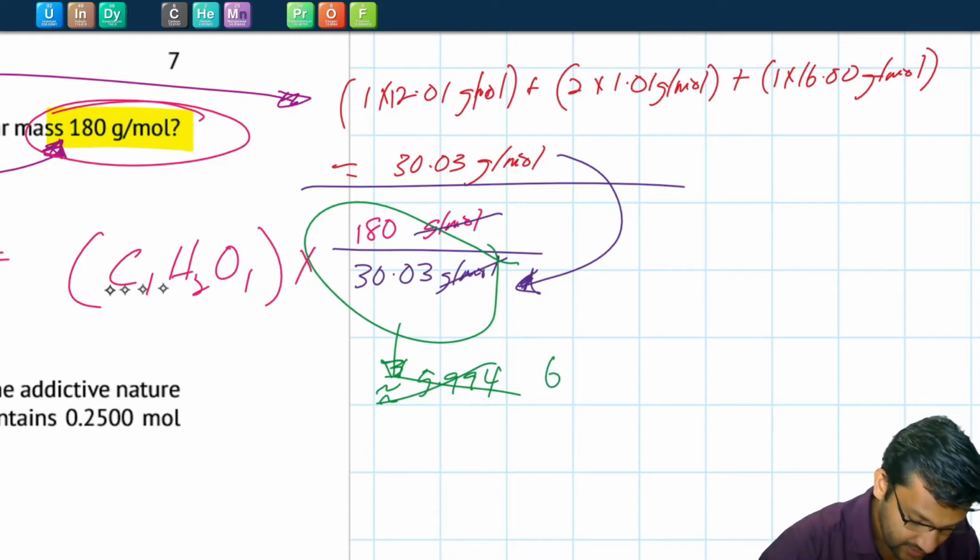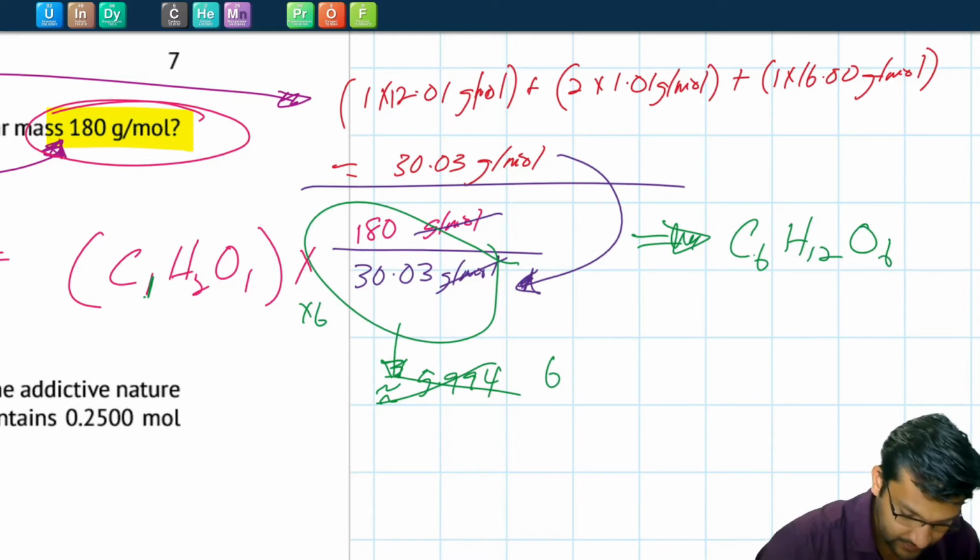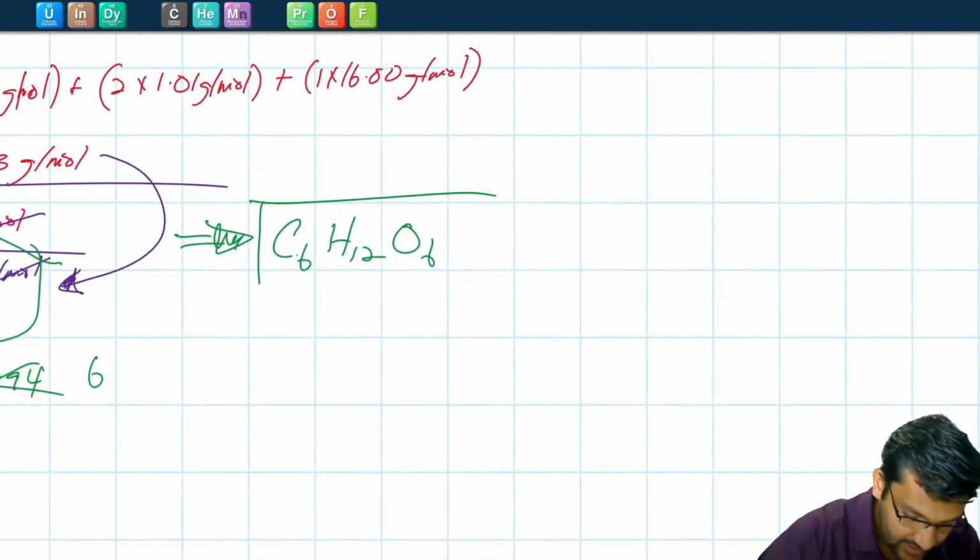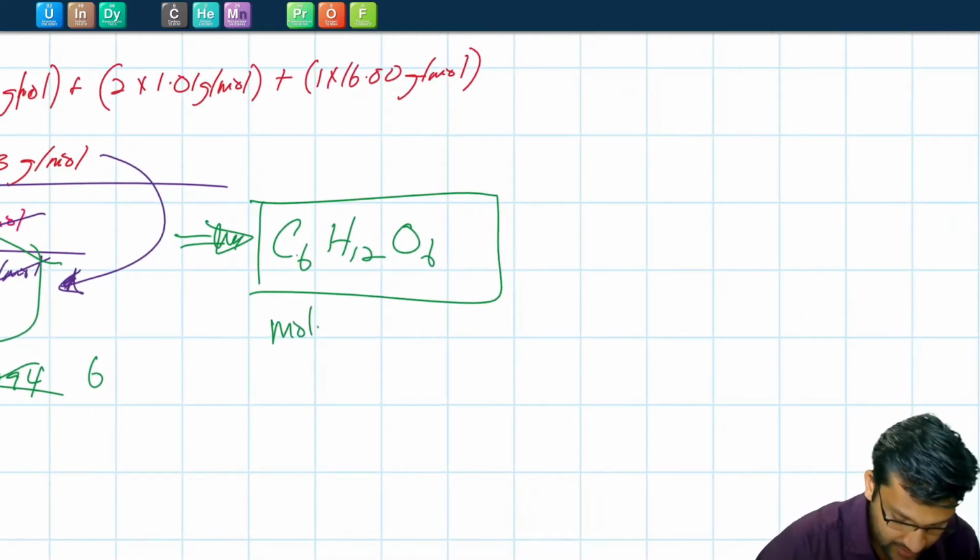So this formula multiplied by 6 gives us a molecular formula of C: 1 times 6 is 6. H2 times 6 is H12. And O1 times 6 is O6. And so that's it. This is our molecular formula.